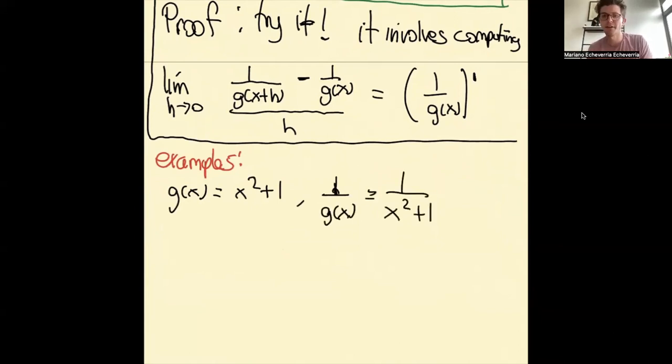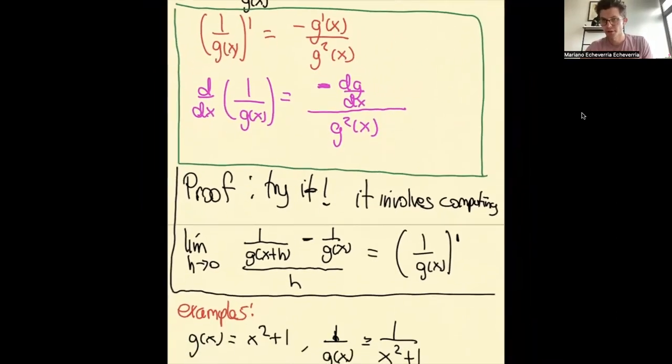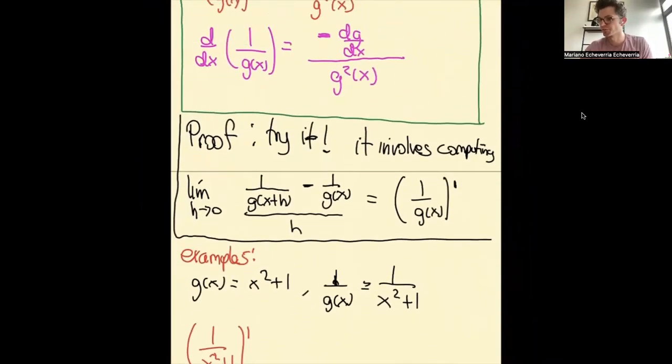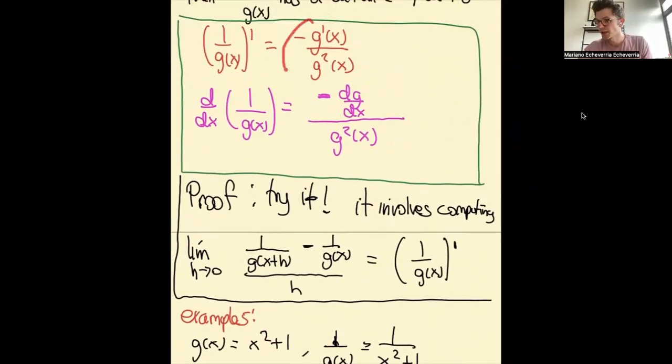So a problem could be like find the derivative of 1 over x squared plus 1, right? If you look at the formula, it is a fraction. Sorry, just to go up for a second. What you have to put here is a fraction. In fact, I will copy it again.